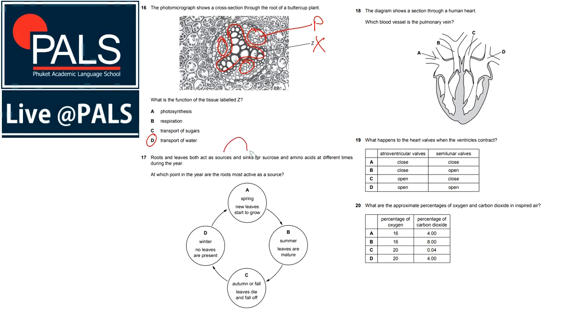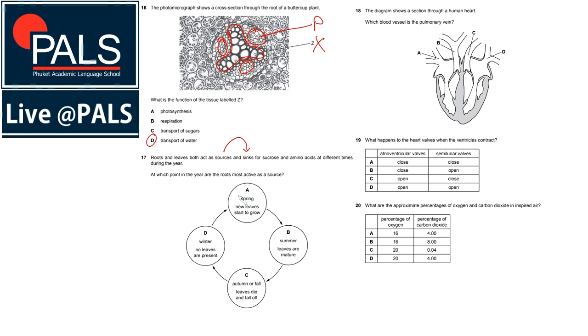Source and sink, going from here to here. And amino acids, roots and leaves both act as sources and sinks for sucrose and amino acids at different times of the year. At which point in the year are the roots most active as a source?